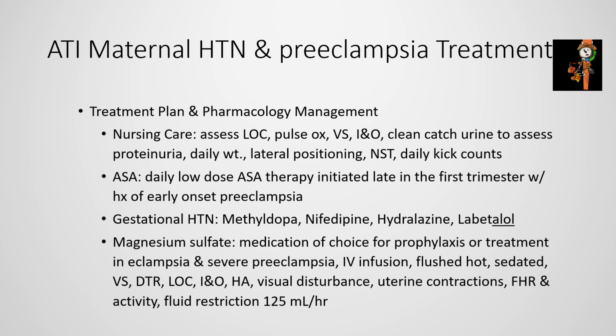So just understand that magnesium is related to either prevent or treat seizures. Those medications that are listed under gestational hypertension can be used in preeclampsia or eclampsia before delivery happens to treat the blood pressure, or they can be used just for someone who has hypertension in pregnancy, but they don't have preeclampsia yet. Okay, so I hope that helps with the understanding.